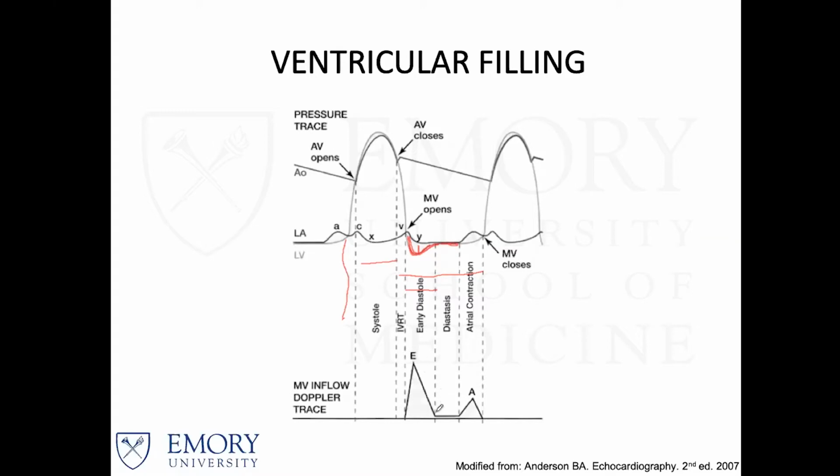And during diastasis, there's no flow across the mitral valve normally. And then we have atrial contraction. And when the left atrium contracts, it generates another gradient, and this gives us the A wave on the mitral inflow. And then the cycle begins again. Mitral valve closes, isovolemic contraction, ejection, onwards.